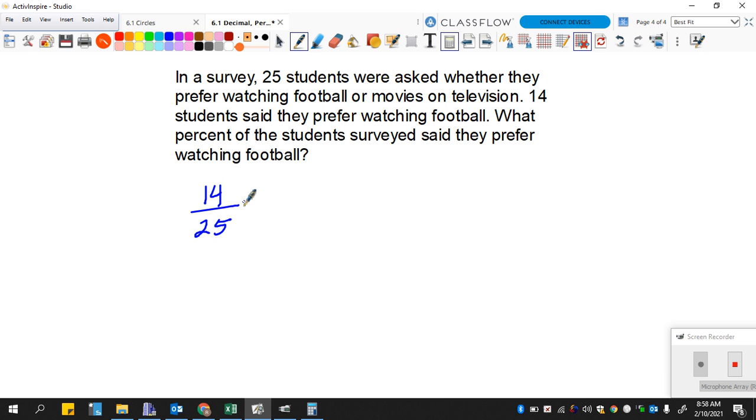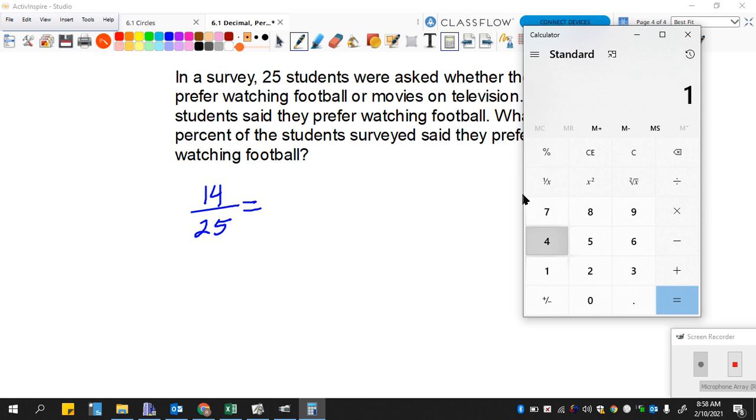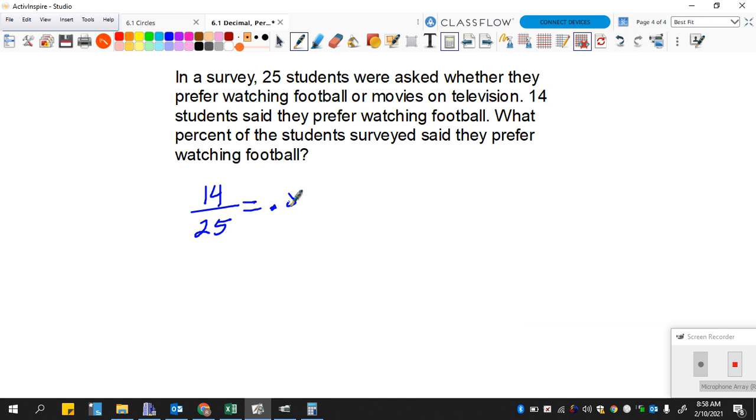And so all we have to do is convert that to a decimal. 14 divided by 25 is 0.56. If I move my decimal point to the right 2 times, that turns into 56%. So 56% of the students surveyed said they preferred watching football.